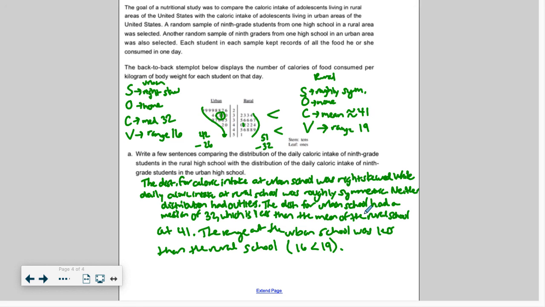I know these comparison questions, they're not quick, but they do come up on the exam quite often, so we do need to understand what we need to write to get full credit for these comparison questions. So now you've got some practice, and just please contact me if you have any questions.